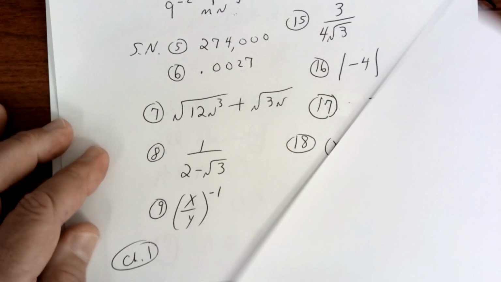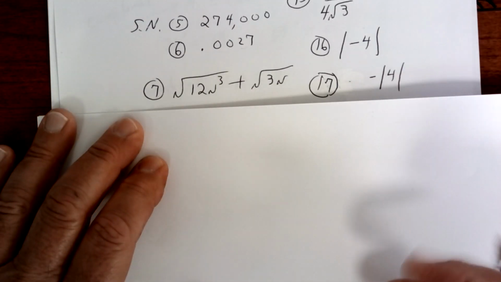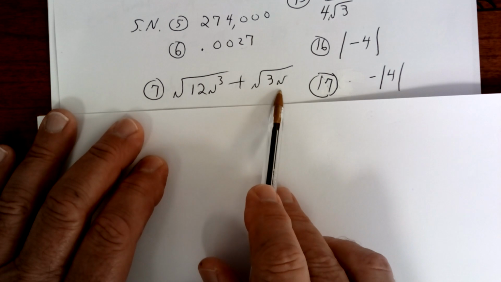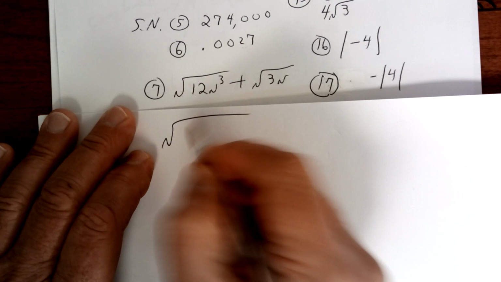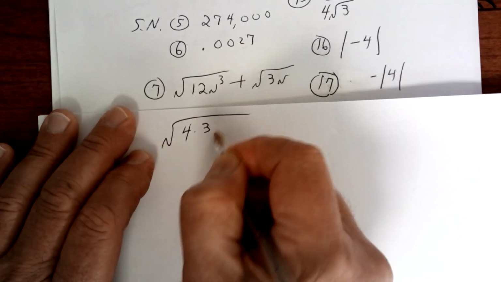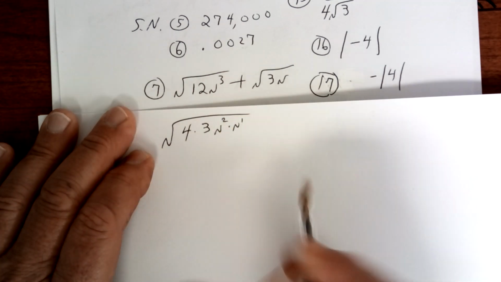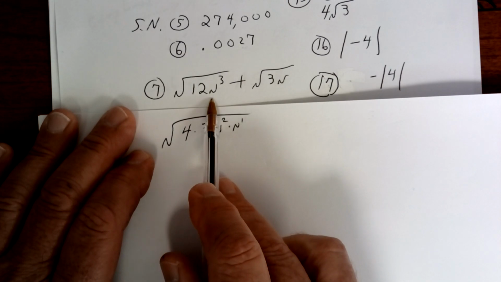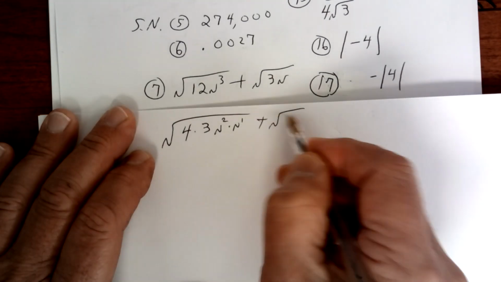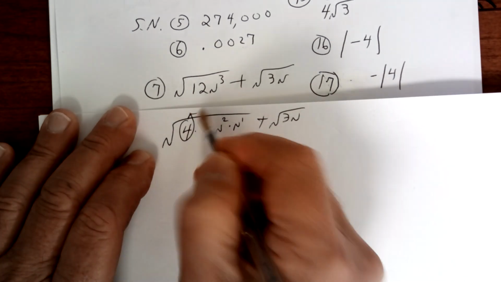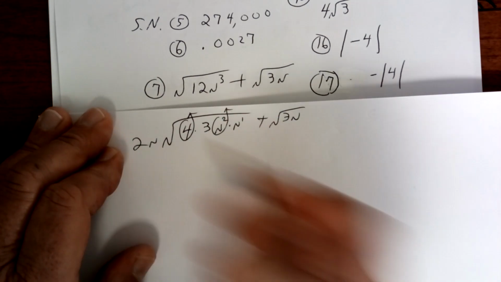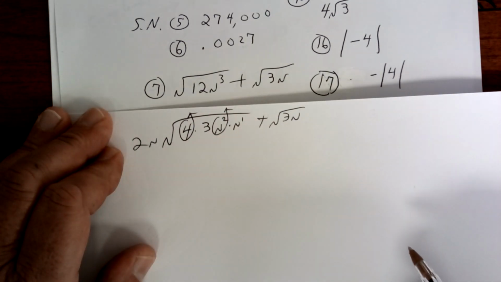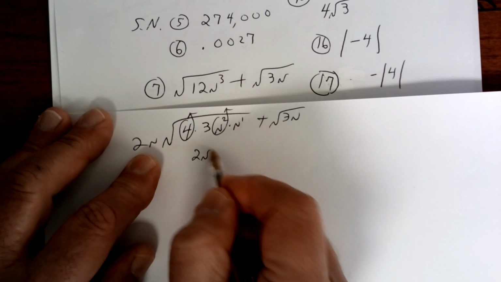This one right here, you might want to put a star by this one. They don't look the same, so you can't add them. But actually, they are the same, because if you extract, 4 times 3 is 12, and n squared times n is n cubed. You might say, well, okay, I'll give you that. Well, the square root of 4 is 2, so I can take a 2 out. The square root of n squared is n, so I can take an n out. And so now I get 2n square root of 3n.